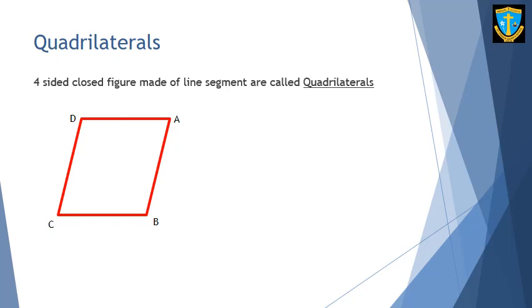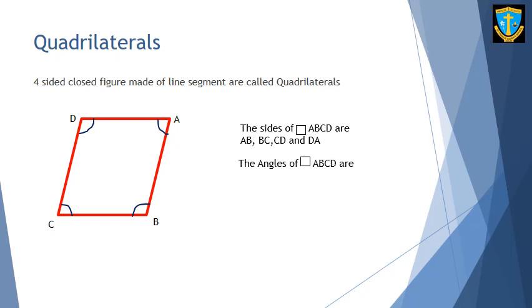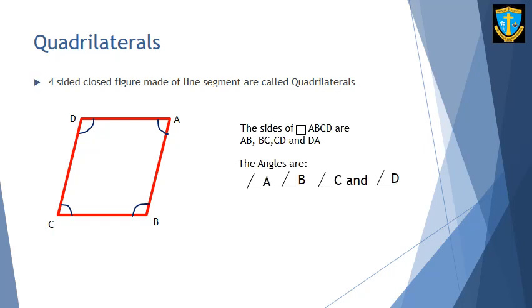A four-sided closed figure made up of line segments is called a quadrilateral. Now let us start naming the sides. The sides of the quadrilateral ABCD are AB, BC, CD and DA. The angles are angle A, angle B, angle C and angle D. The opposite sides are AB and CD, which are an opposite side pair, and another pair is DA and CB.